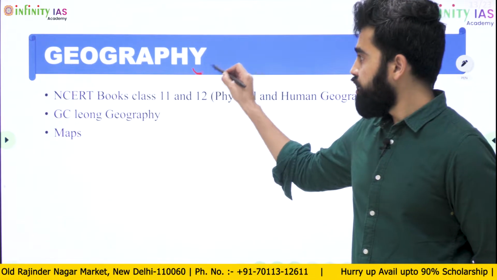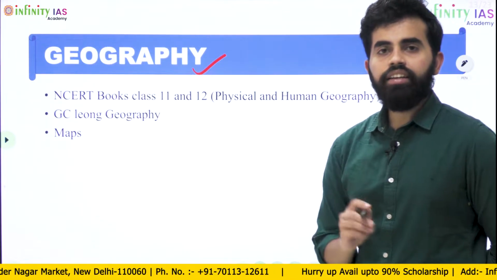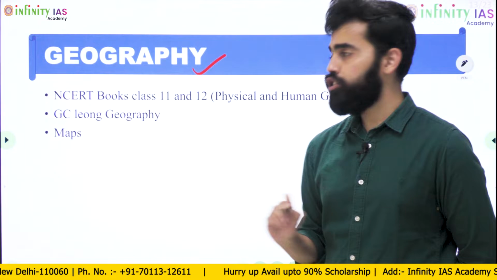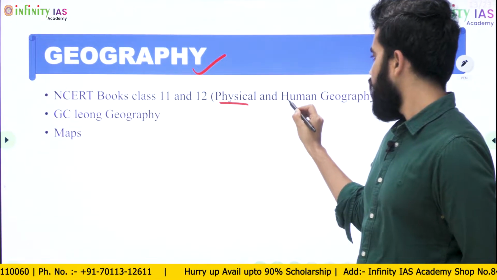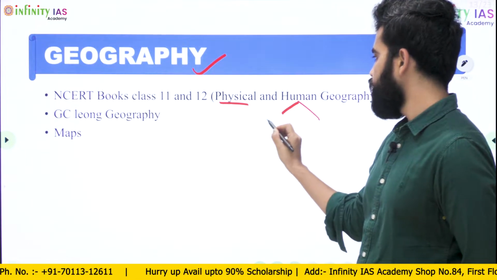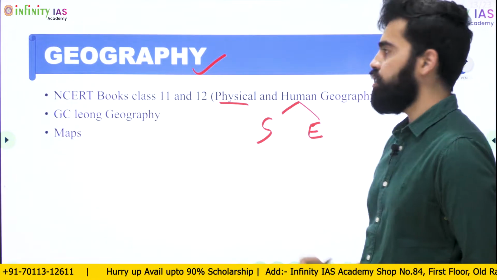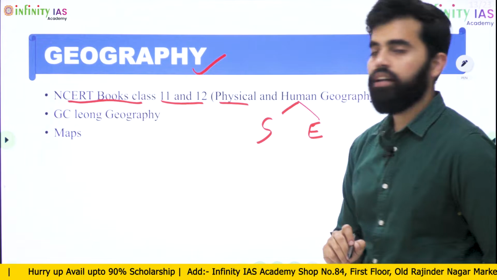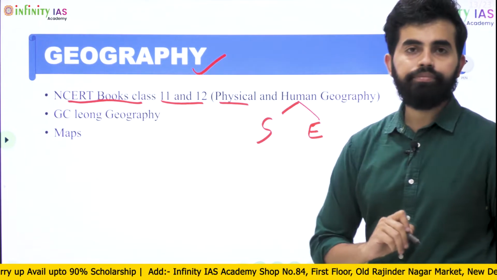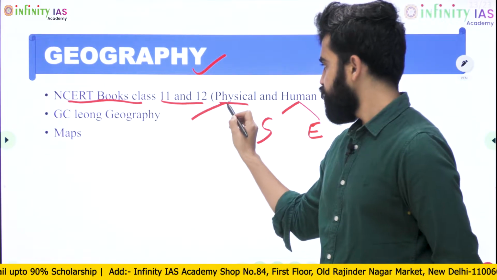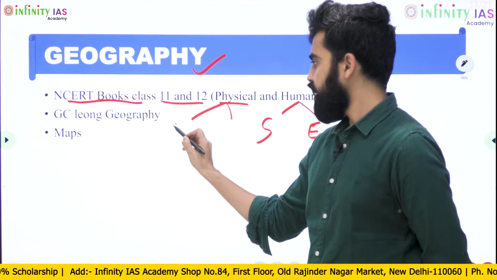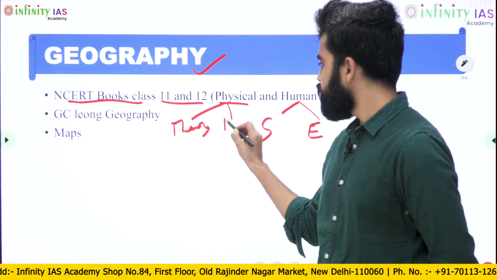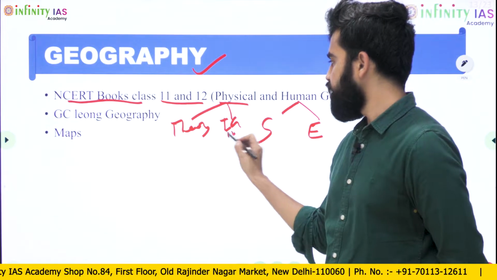Then comes geography. Geography is a technical subject, and as we have seen, there are two parts in geography: physical and human geography, which includes social and economic geography. NCERT books from class 11 and 12 has both of these. When it comes to physical, we have one complete theory book in class 11 and Indian geography in class 12.